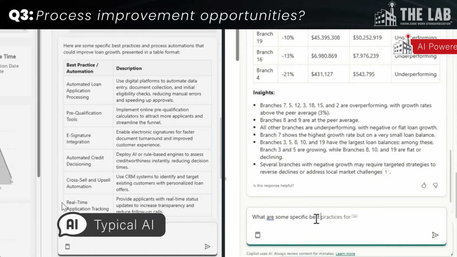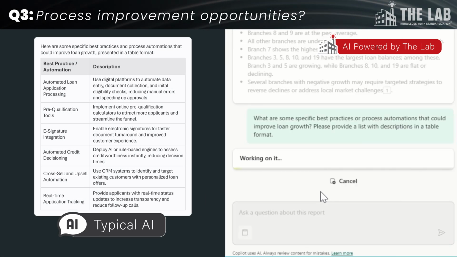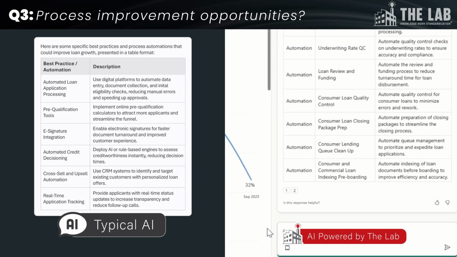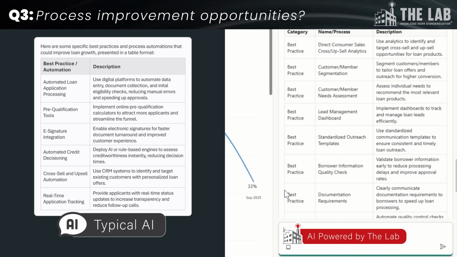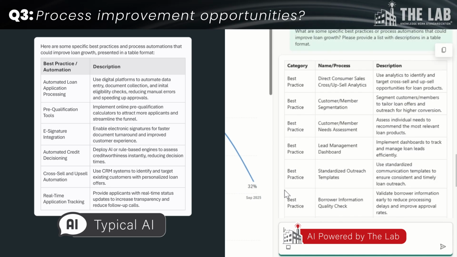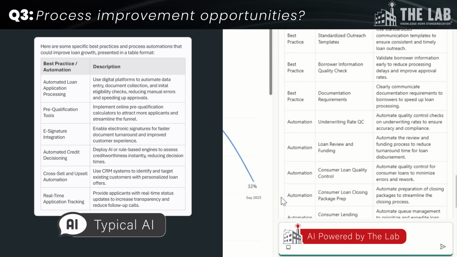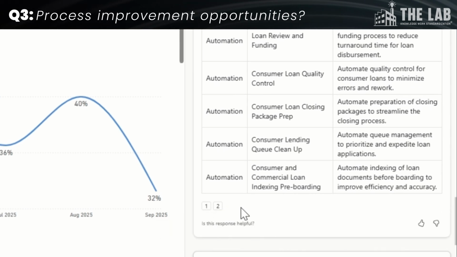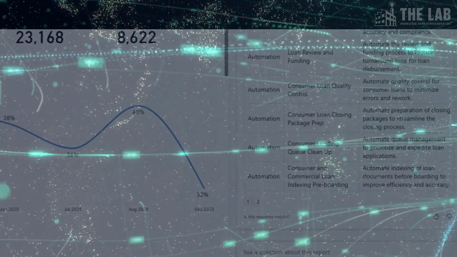Now, here's the same question, only with the Lab's standard model feeding the AI. Instead of guessing, it connects the dots between your performance data and operational improvement. Using the Lab's proprietary knowledge base of automations, KPIs, benchmarks, and best practices, it custom tailors its response to the exact drivers behind your loan growth performance. Each recommendation is specific, measurable, and actionable with direct links to related automations and workflows that can be implemented right away. This isn't some generic list of ideas from the internet.